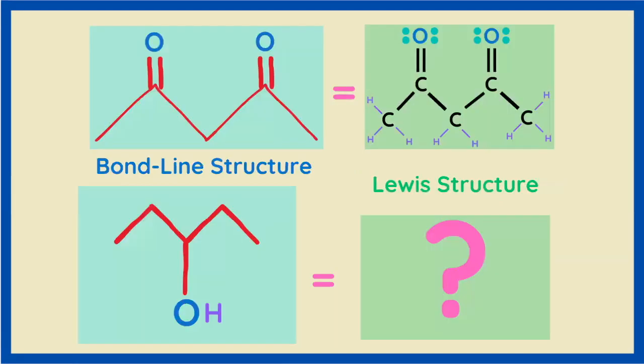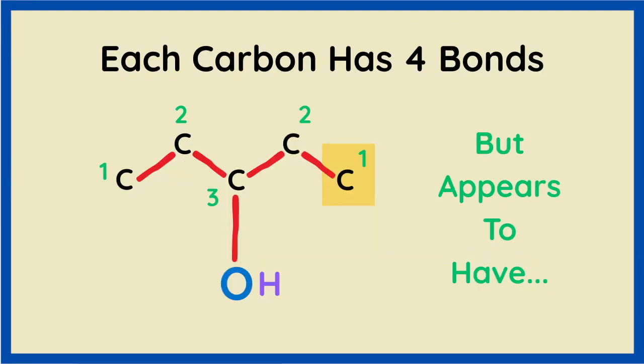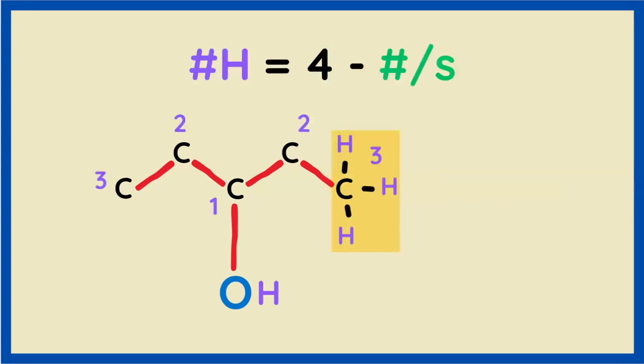And broadly speaking, that goes back to the fact that a bond line structure is a summary model that doesn't illustrate all the features of a molecule, because each of these carbons does in fact have 4 bonds. It's just that we don't see all of them. Specifically, we only see the bonds between carbon and carbon, as well as between carbon and oxygen. This carbon right here has 4 bonds, but it appears to have 1. And hydrogens are going to make up the difference.